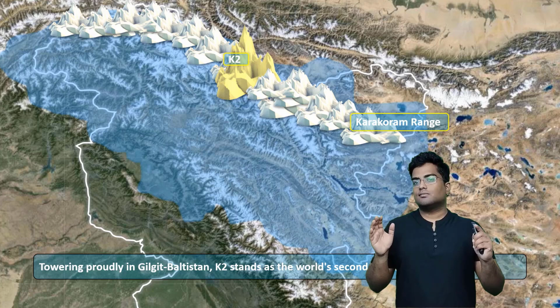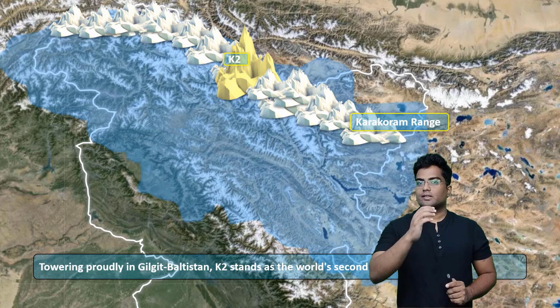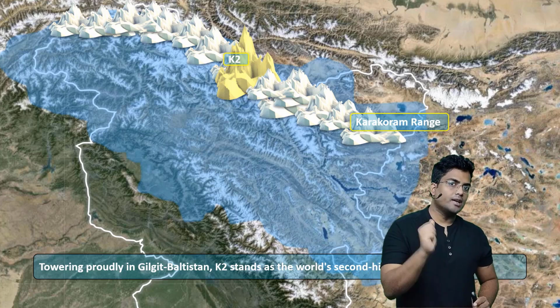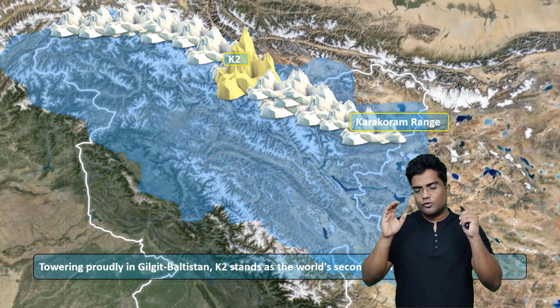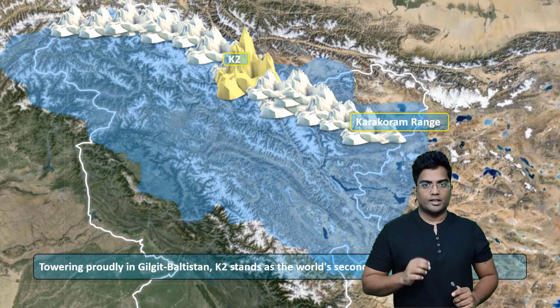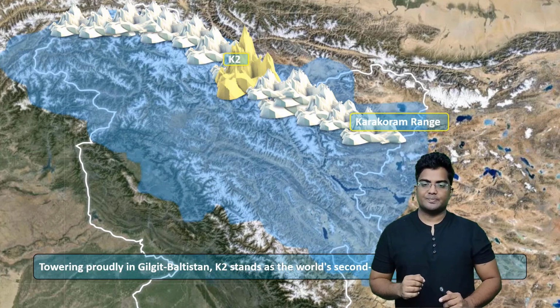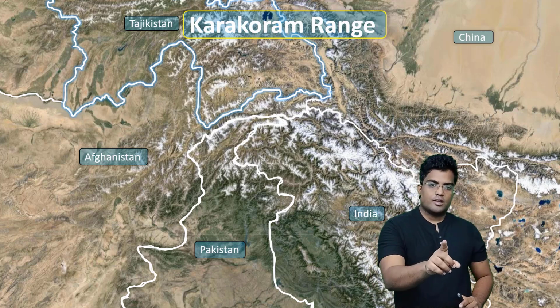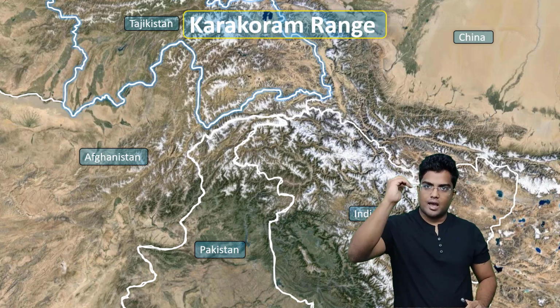Now, there is a confusion. Where is K2 located? NCERT books mention K2 is located in India. Now, if we go deep into the maps, you will understand K2 is not part of India. Let's understand. This is the whole map of the northern part of the subcontinent. You have China. You have India. You have Pakistan. You have Afghanistan. And at the top, you have Tajikistan, right?